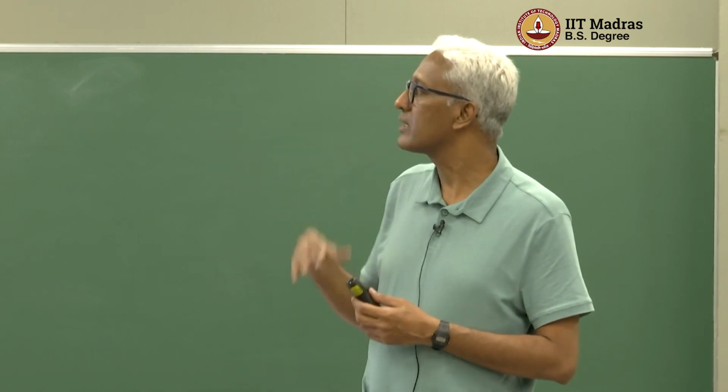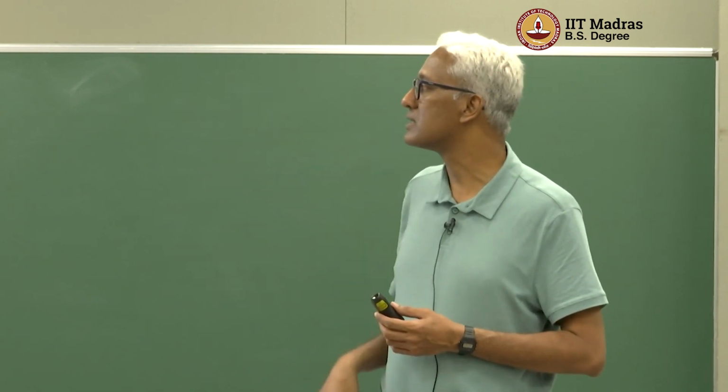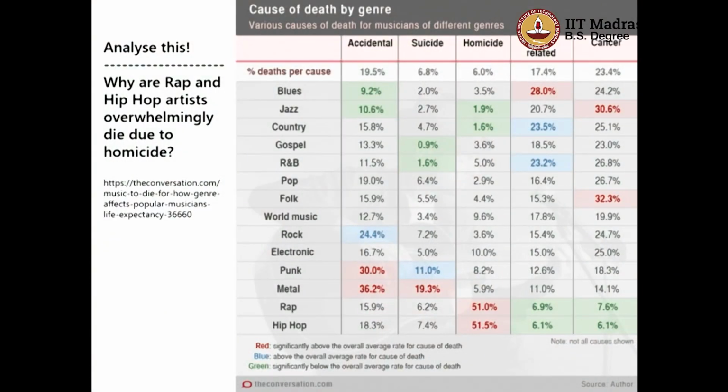But what do you think about the other things? See, why are jazz musicians dying more of cancer? Very high, 30%. And then these folk guys are also 32%. Punk and metal, more accidents. So the last four, you see punk, metal, rap and hip hop, they kind of dominate the first three, which is accidental, suicide and homicide, which are all unnatural deaths, right? And heart related and cancer seem to be the more natural deaths.